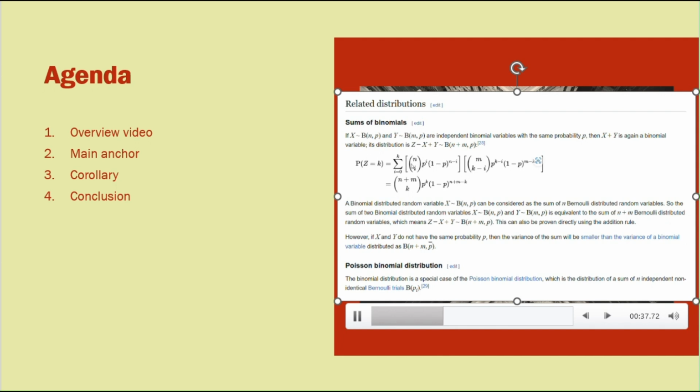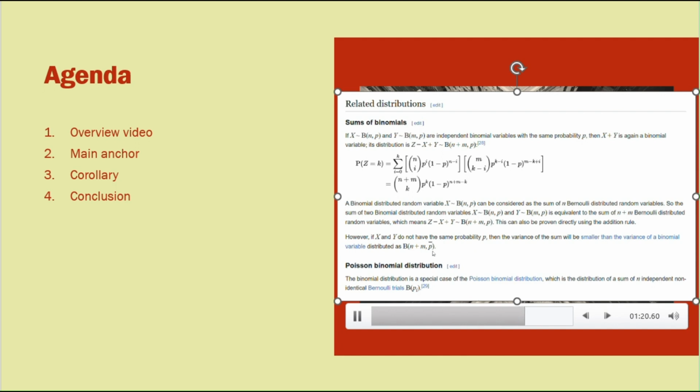convolution sum of binomial n, p and binomial m, p, and that when you use the binomial formula, it comes out to n plus m choose k, p to the k, 1 minus p to the power n plus m minus k. A binomial distribution random variable X, binomial n, p, can be considered as the sum of n Bernoulli distributed random variables. So of course, the sum of two binomial distributed random variables is equivalent to the sum of n plus m Bernoulli distributed random variables. And of course, we prove this using the addition rule.